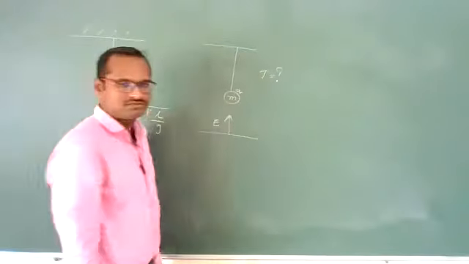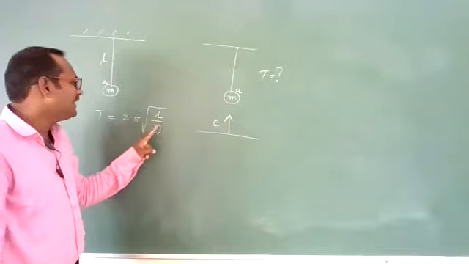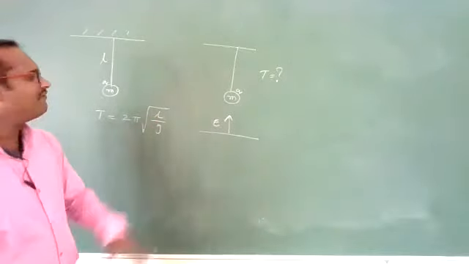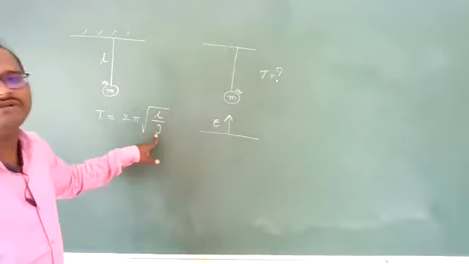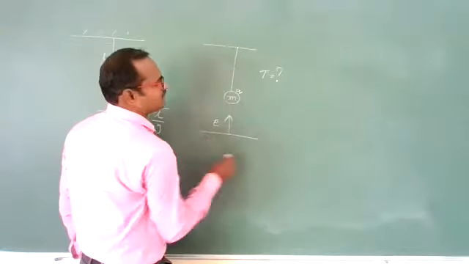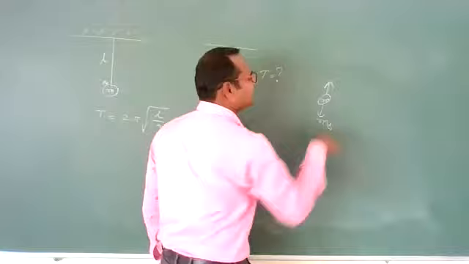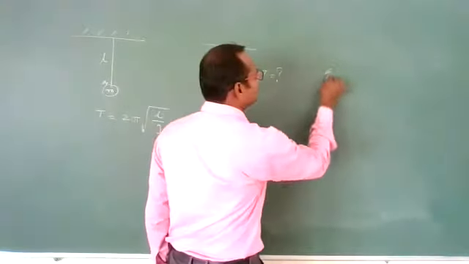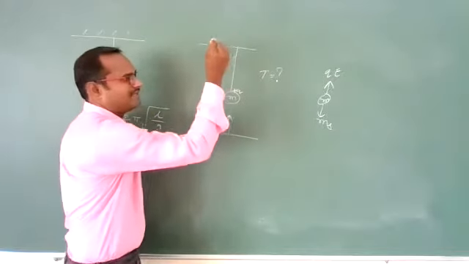They may ask you. See, the time period depends upon which factors? Length and acceleration due to gravity. The length of the pendulum will not change, but the acceleration due to gravity will change. So what is the net force acting on this mass m? One is mg, another one is qE, upward, because it is a positive charge. Due to the electric field, the force will act in the upward direction.